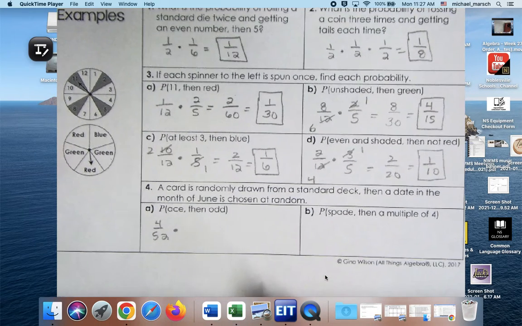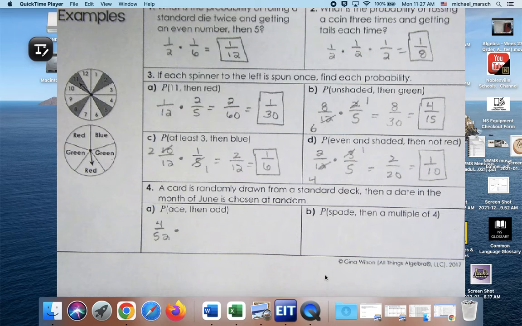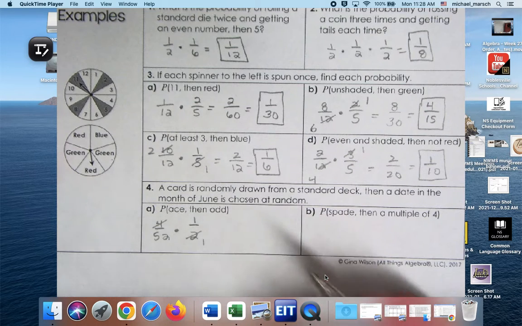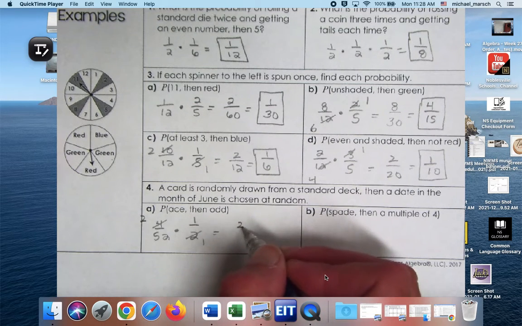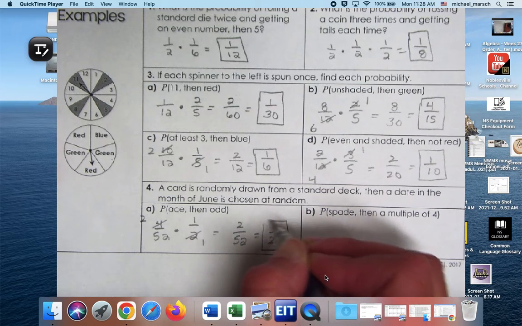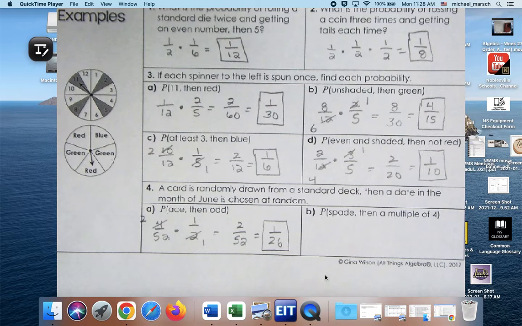And how many odd numbers are there if there are 30? 15 out of 30, which simplifies to 1/2. So these can cross simplify. So I get 2 out of 52, which simplifies to 1/26. Everybody remembering this, right? You multiply, you find the 2 probabilities. Sounds familiar? All right, how about a spade and then a multiple of 4 from those date options?